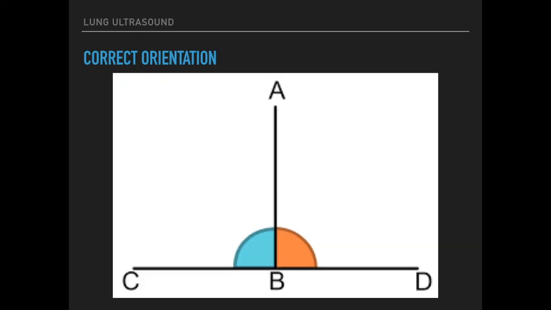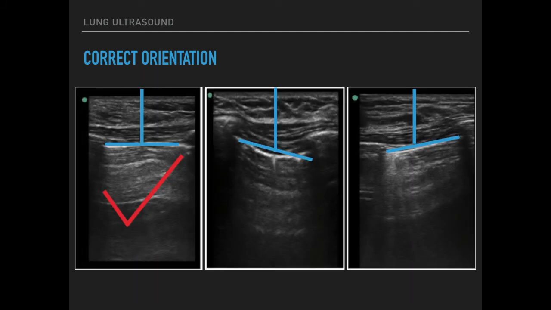Just to review how to do this, you want a nice perpendicular orientation of the probe to the pleural line. So you see here that the one with the big check mark on the left is a nice perpendicular orientation of where the pleural line sits and where your probe's going in. The other ones have kind of a diagonal orientation of the pleural line. When you have that, you're going to miss some B lines, you're going to miss some other abnormalities that we're going to look for. So you want to make sure whenever you're doing these ultrasounds for any patient, you want to have that correct orientation to maximize the sensitivity of your findings.